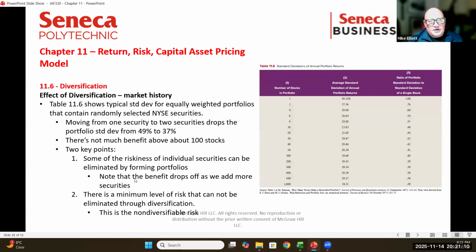So what happens to diversification? I want to think about this. I didn't do the study. A study was done. It randomly selected New York Stock Exchange securities, and there are thousands of them. That's not just the Dow Jones Industrial Average. That's all the securities on the New York Stock Exchange. They created thousands of portfolios and asked how these portfolios perform.